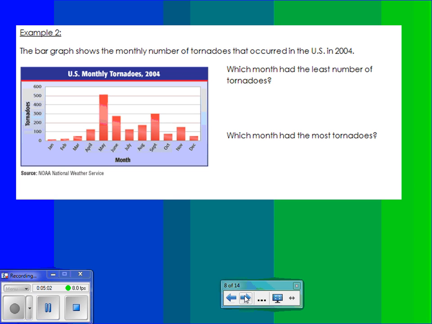Okay, so which month had the least number of tornadoes? January, because it's the closest to zero, right? Very good. January is closest to zero. So January had the least number of tornadoes. Which month had the most? May. And we can see that that has the tallest bar. So we know that has the most number of tornadoes.